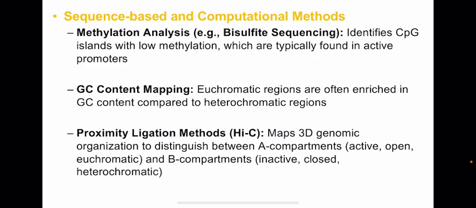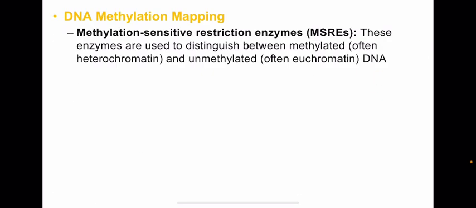Another method is proximity ligation methods. This one maps 3D genomic organization to distinguish between A compartment, like active ones, and B compartment. This is not really important. There's a last one, which is DNA methylation mapping.